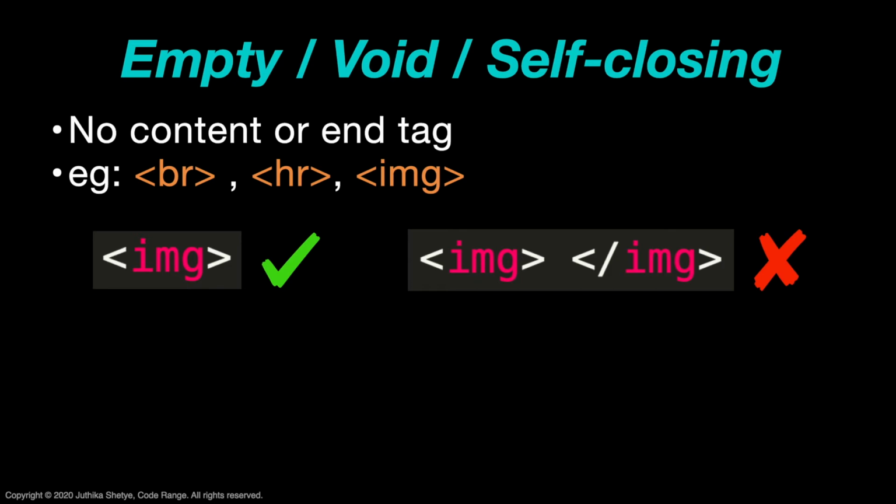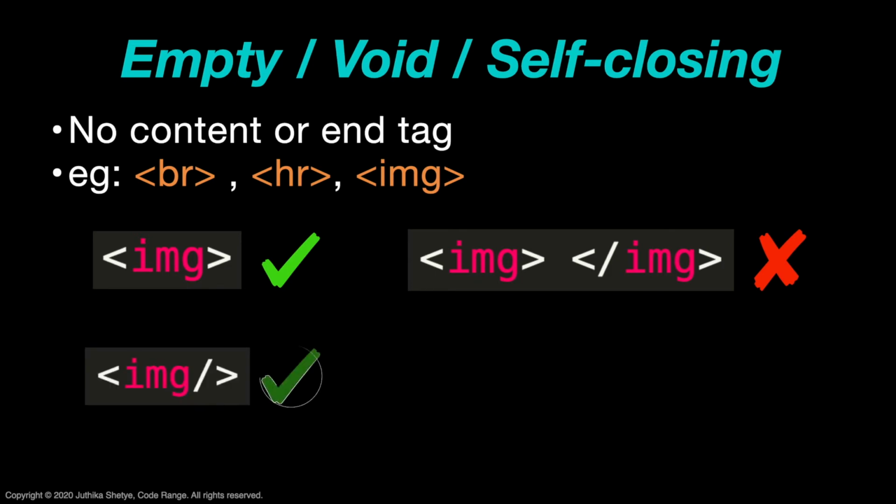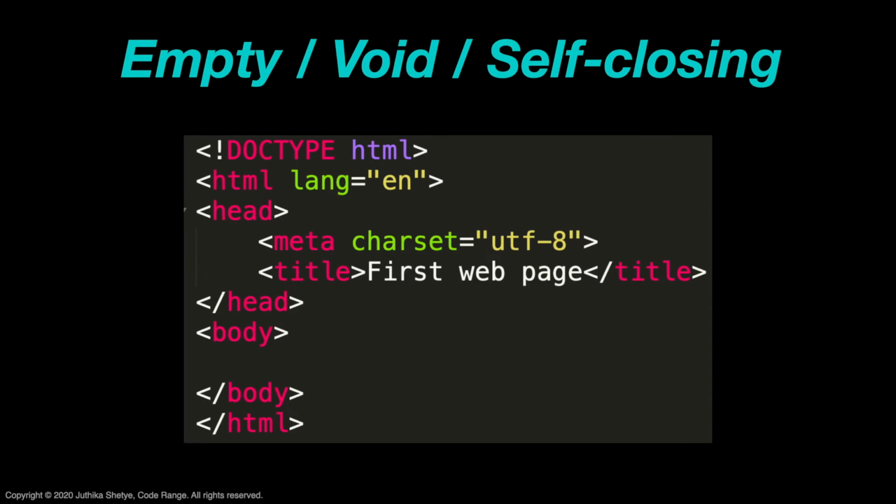In earlier versions of HTML, the empty elements were written with a forward slash just before closing your angle bracket. But with HTML5, you can omit this slash. But both of these are valid syntax for HTML5. One other empty element that we all have seen in our earlier examples is the meta element. As you can see, there is no end tag to it and no content either.